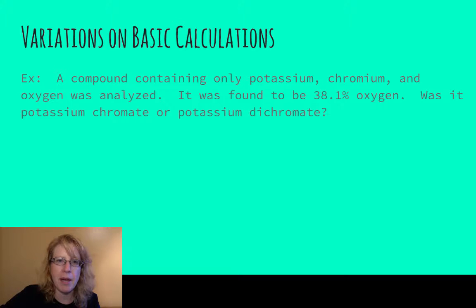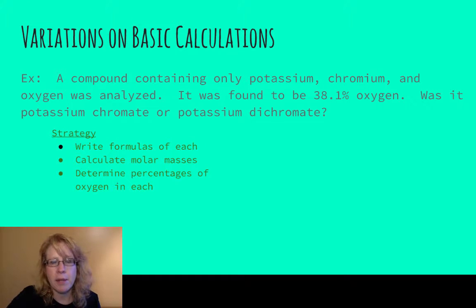So this one talks about some sort of a compound that's got potassium, chromium, and oxygen. This one's found to be 38.1% oxygen. Was it potassium chromate or potassium dichromate? So yeah, you've got to go look back and figure out what your polyatomic ions are, chromate, dichromate.